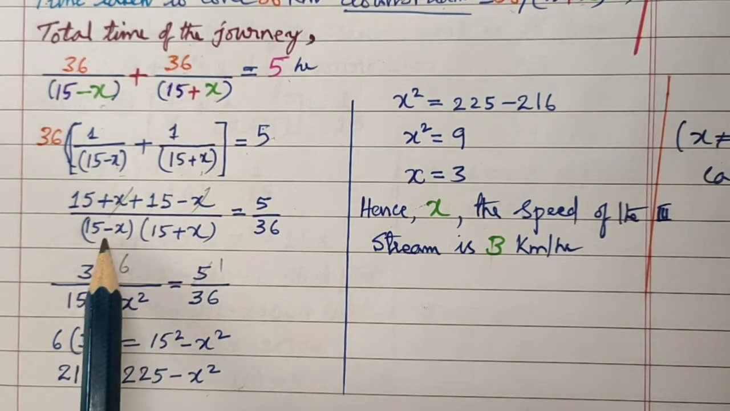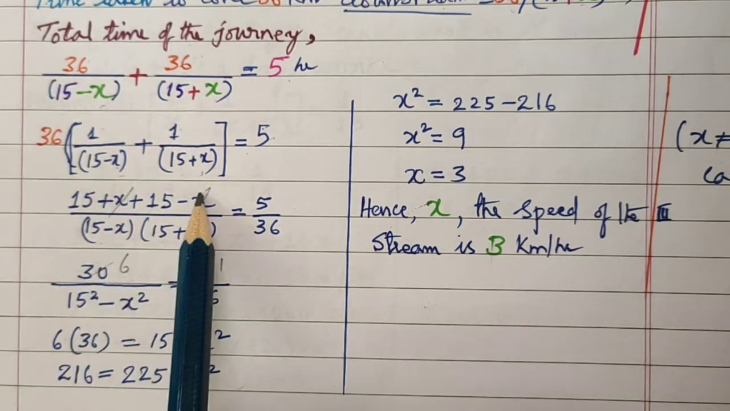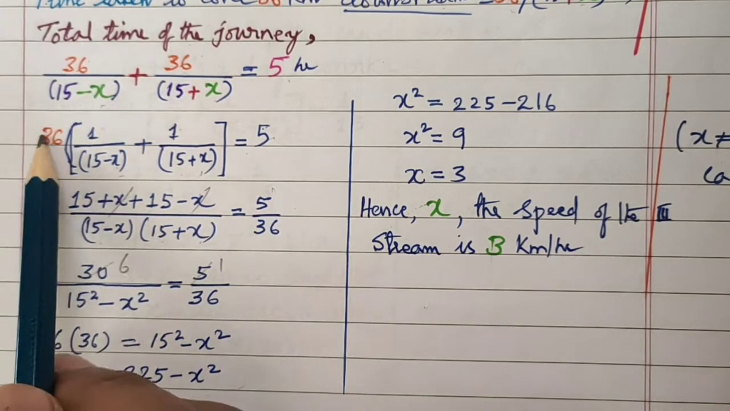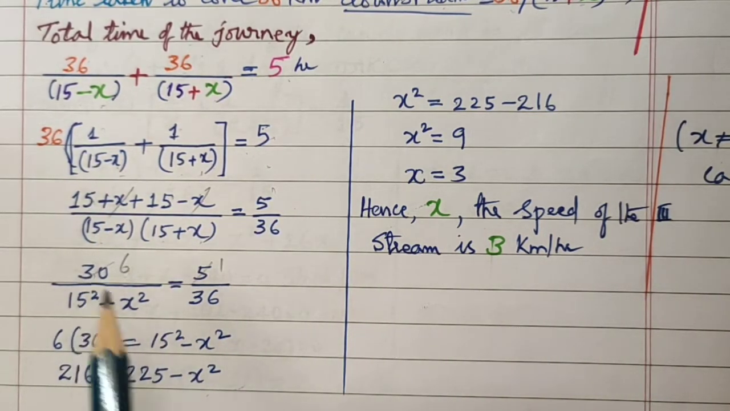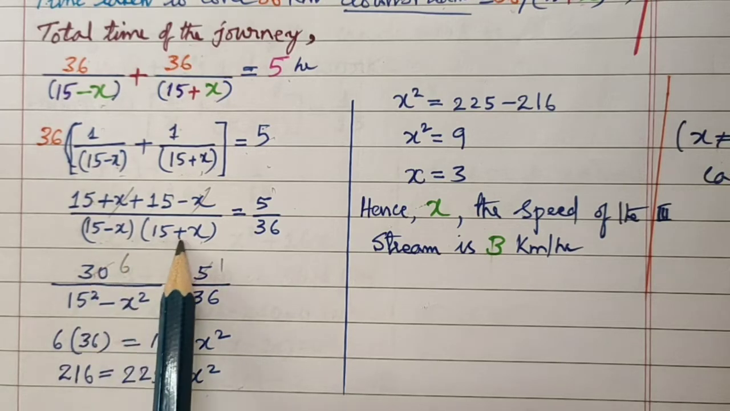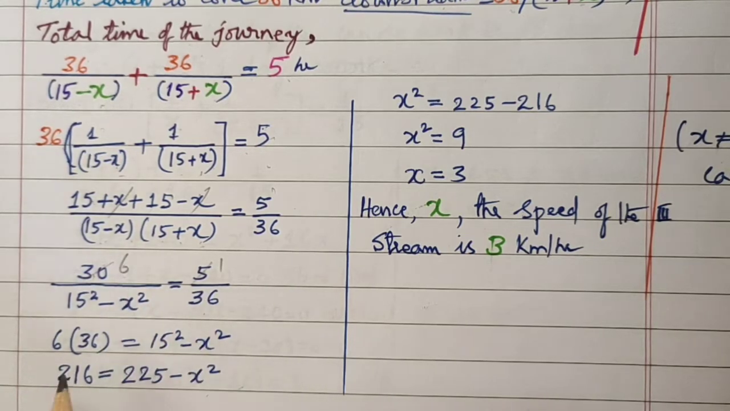Then take the LCM of these two, 15 minus x and 15 plus x. The x got cancelled, and 15 plus 15 is 30. The denominator is a minus b into a plus b, so 15 square minus x square is equal to 5 by 36. Then 6 into 36 is 216, equal to 15 square minus x square. 15 into 15 is 225 minus x square.